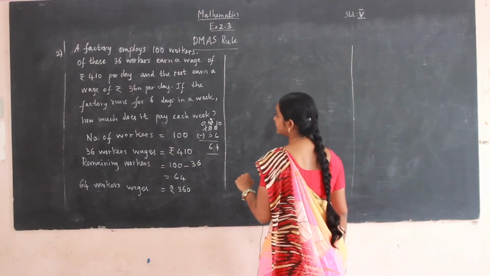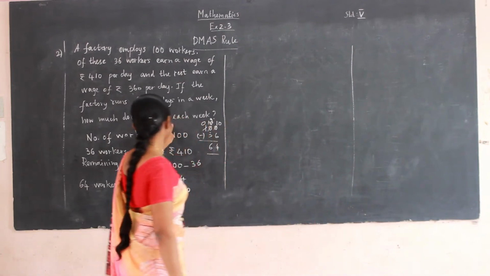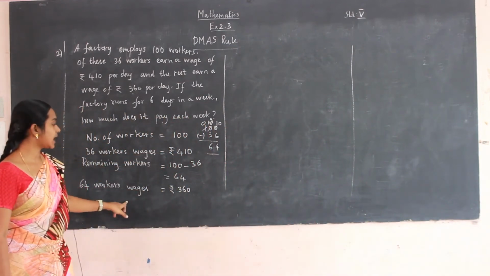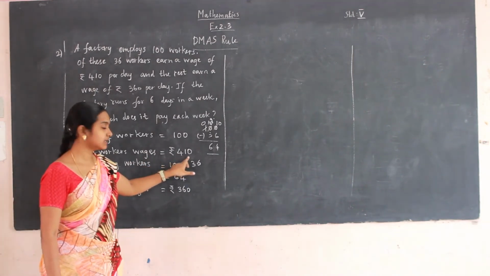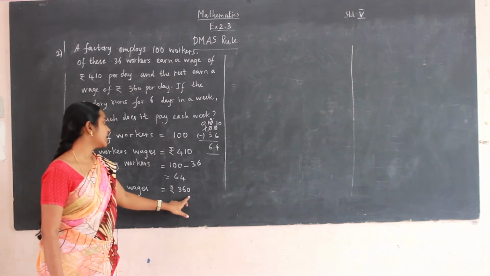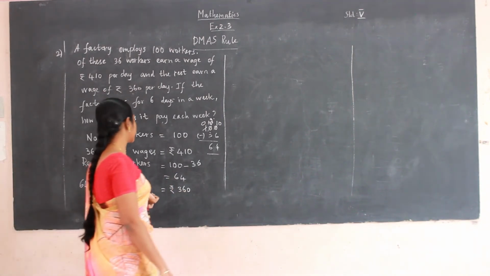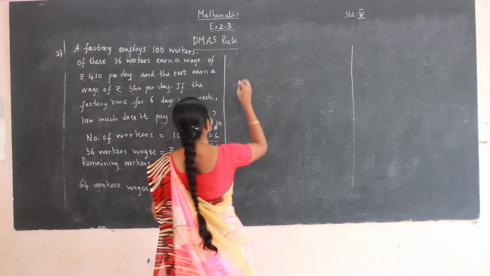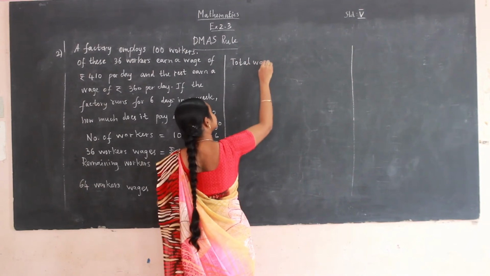What we have to find? We have to find the total wages. For total wages we have to multiply 36 and 410 and multiply 64 and 360. We will get 2 answers and we have to add those 2 answers. First we have to find total wages.